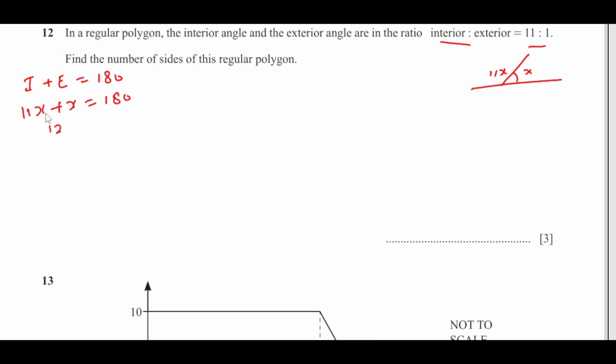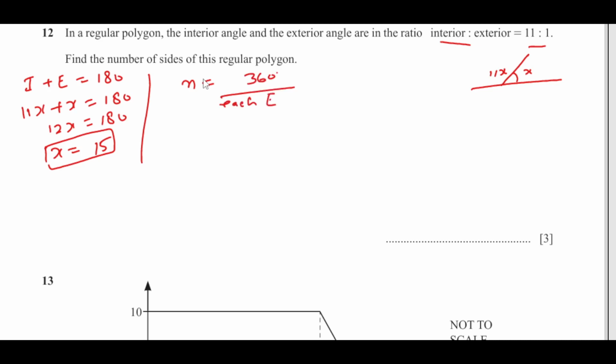So this is 12x equals 180, then x is 180 divided by 12, which is 15. So we got x as 15 from here. Now, we know the formula for the number of sides is 360 over each exterior angle. So 360 over each exterior angle, which is 15, we just calculated. So the final answer is 24 sides.